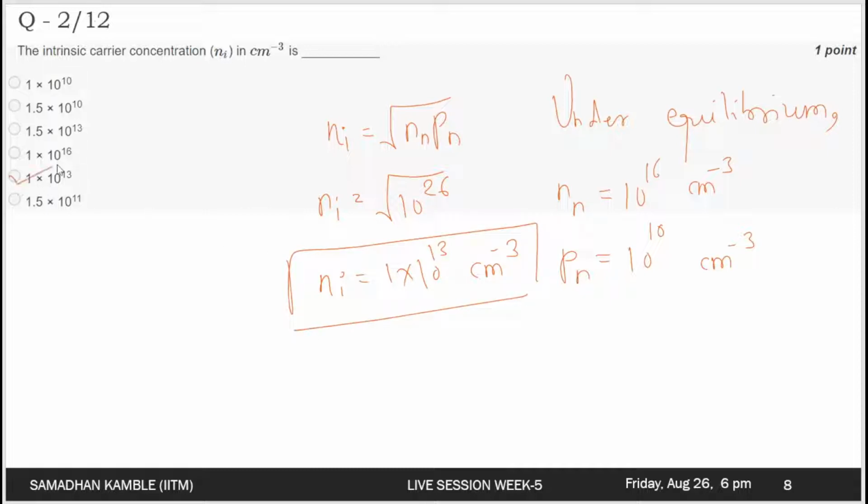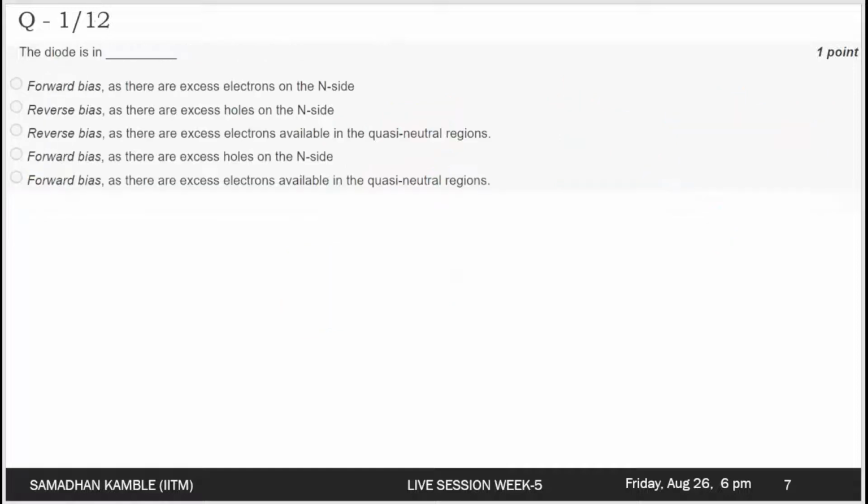So the answer is this. So let us go to this question. It is a little conceptual. They have asked, is the shown diode in the previous slide in which biasing? Is it in forward bias or is it in reverse bias? And also the reasoning they have asked here.